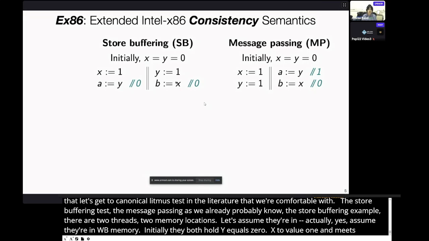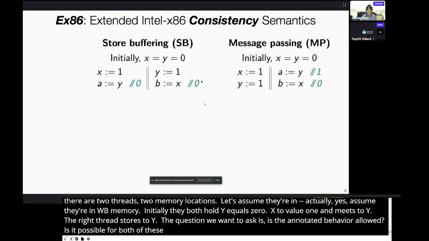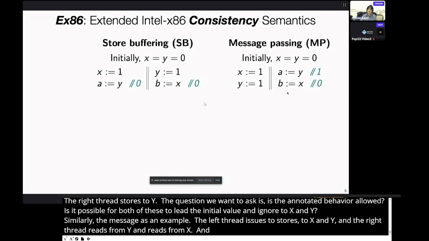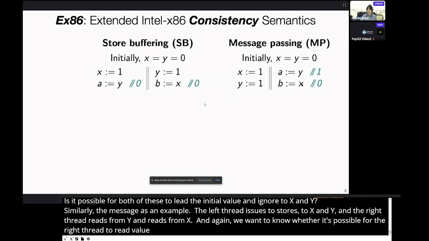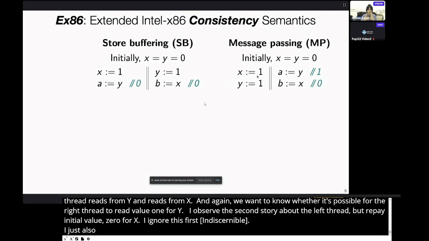And the question we want to ask is, is the annotated behavior allowed? I.e., is it possible for both of these reads to read the initial value and ignore the earlier writes to X and Y? Similarly, in the message passing example, the left thread issues two stores to X and Y, and the right thread reads from Y and then reads from X. And again, we want to know whether it's possible for the right thread to read value 1 for Y, i.e. observe the second store by the left thread, but read the initial value 0 for X, i.e. ignore the first store by the left thread. And just to say that in these examples, for now, we can assume that the stores are plain stores. Nothing to do with non-temporal stores.